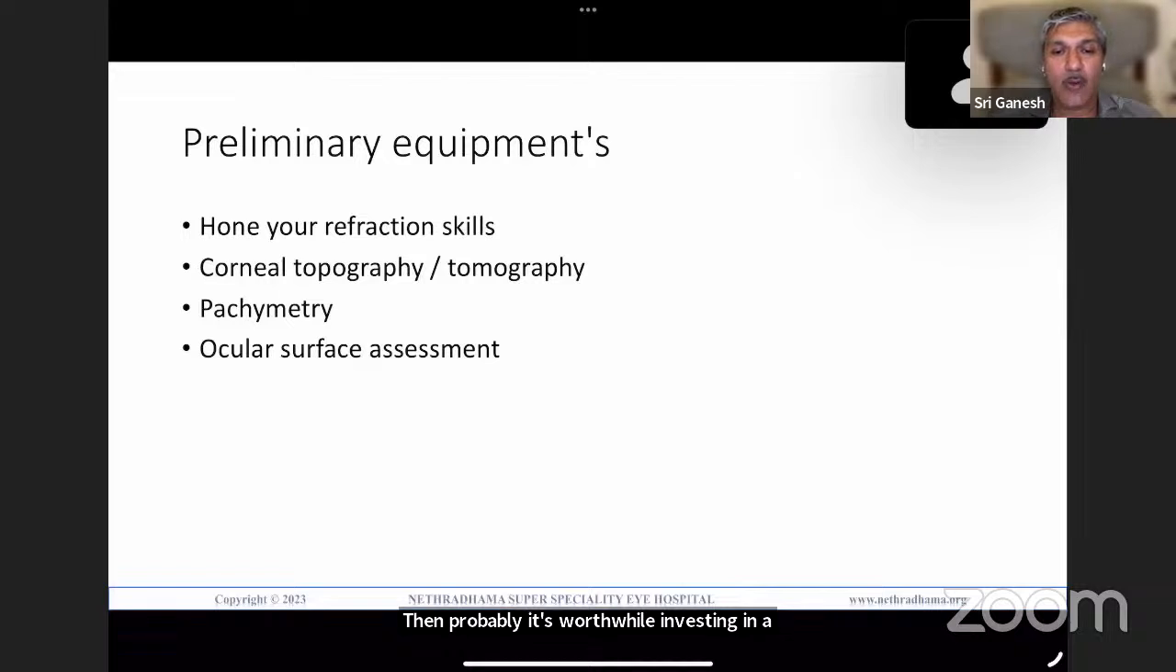If you're just seeing 1 or 2 patients a year, then you can just refer them for a topography and learn how to read topography and tomography maps. Is tomography a must? Because wherever you see refractive surgery programs and webinars, everybody's talking about the Pentacam, and it's almost become a standard.